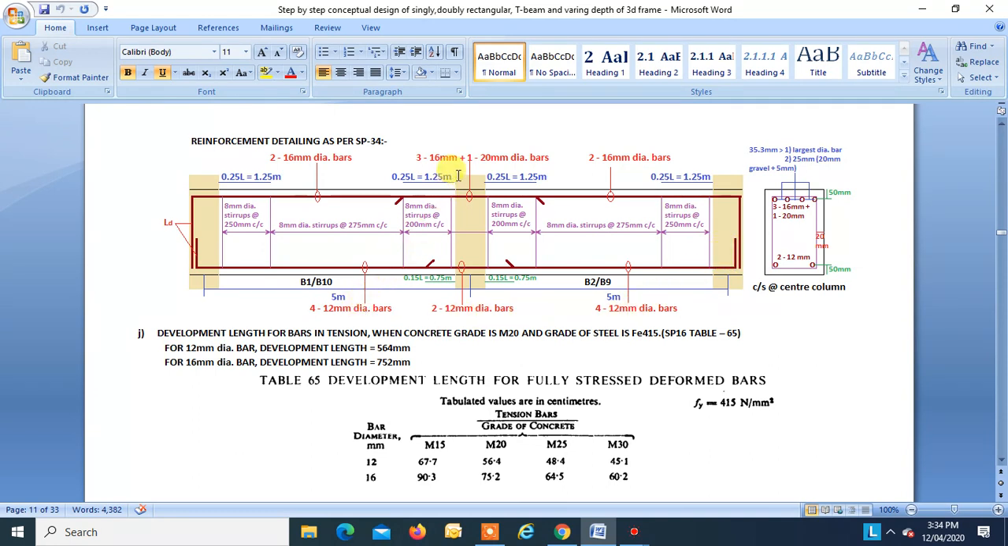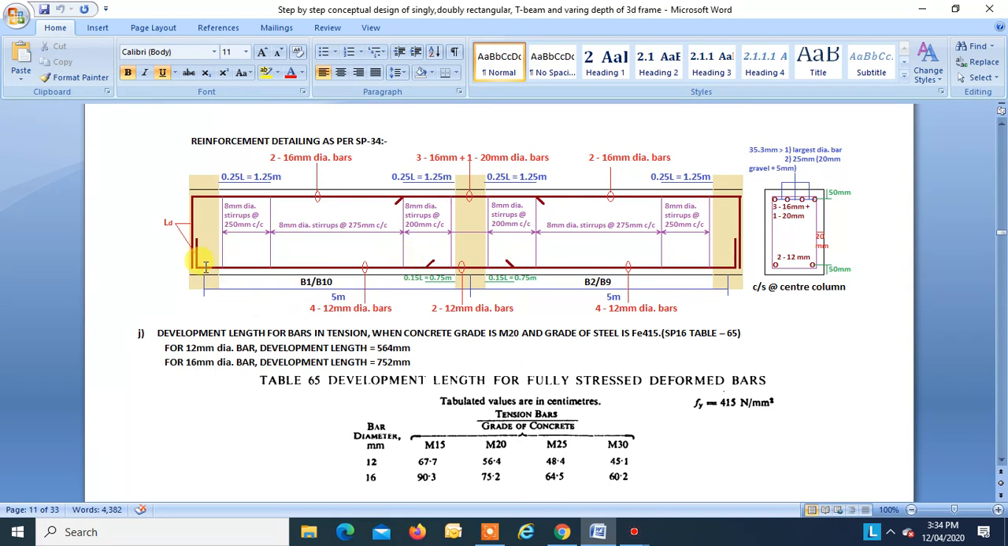Now what we do, the remaining 116 mm and 120 mm dia bar, we are curtailing over here and over here. Okay, so this is the distance for the curtailment, 1.25 meters from here, 1.25 meters from here, right?